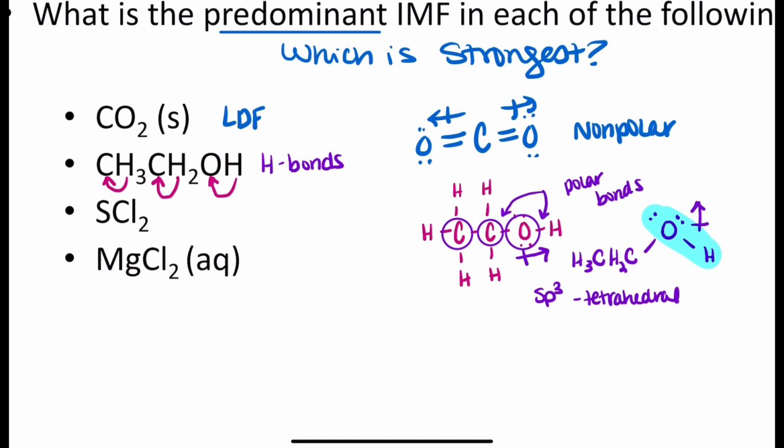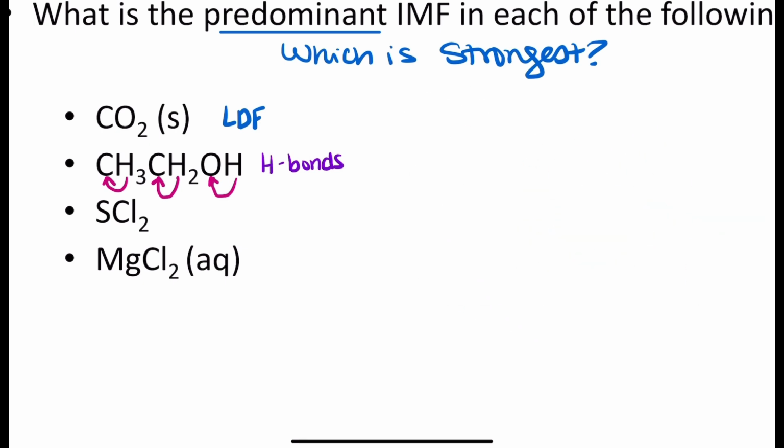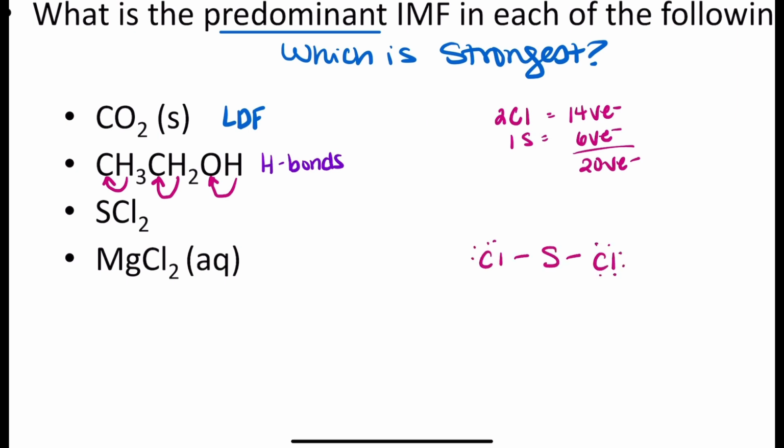Let's talk about the next one, SCl2. And I'm going to erase this because I want room. I don't remember what the structure is of SCl2, to be honest with you. So let's see. 2 chlorines is 14 valence electrons. 1 sulfur is 6. So 20 valence electrons. Attach my chlorines. Okay. So it's bent. Because again, this is sp3 hybridized. Tetrahedral electron geometry, which means bent for its molecular geometry.